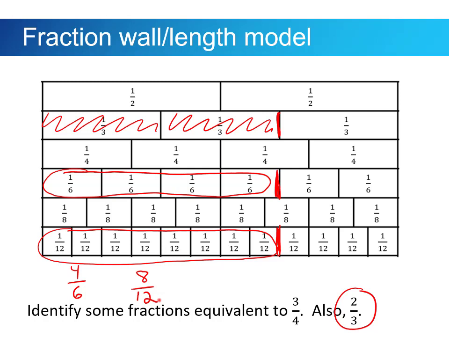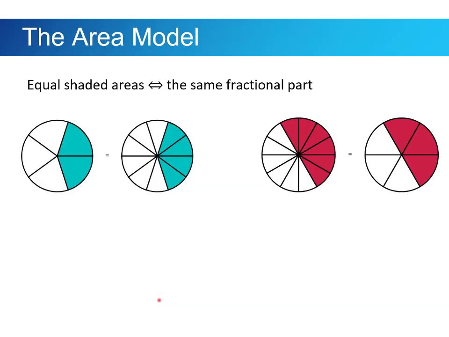Another common way is looking at areas, or pie diagrams really. Equal shaded areas are equivalent to the same fractional part. So in the picture on the left, 2 parts out of 5 are shaded. So the shaded part represents the fraction 2/5. And you can see that the same area is shaded on the right, it's just divided up differently. There are 4 parts that are shaded there, and the total number of parts altogether is 10. So 2/5 is equal to 4/10. These are equivalent fractions. They equal the same thing.